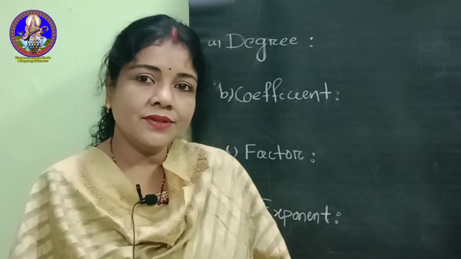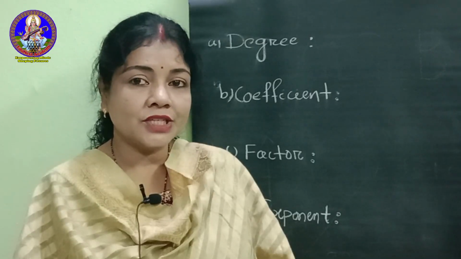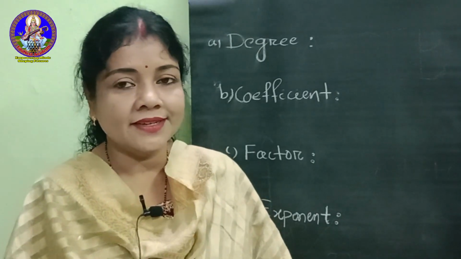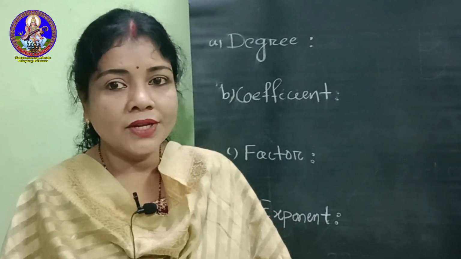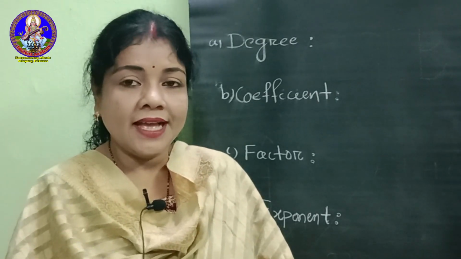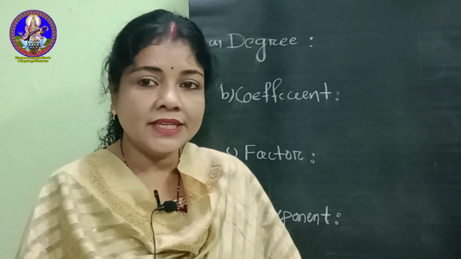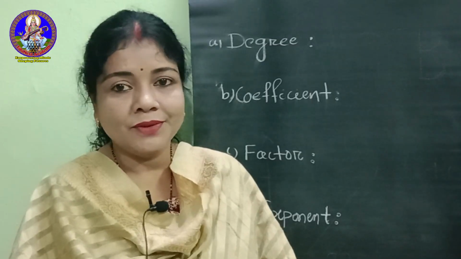In our last video, we learned about polynomials and their types. Today we are going to explore something even more interesting. Do you know what is degree of a polynomial or what we can mean by coefficient, factors and exponent? And very importantly, how can we tell if a mathematical expression is a polynomial or not a polynomial?